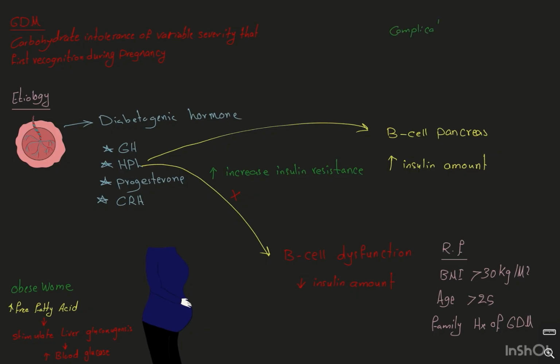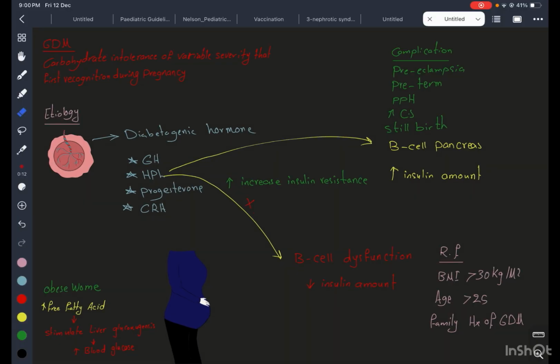The complications are mainly, at the top of them, preeclampsia, preterm baby, increased risk of postpartum hemorrhage, and increased risk of cesarean delivery and stillbirth. But if we diagnose it early and start the management, all of these will decrease by a significant amount. And now we will talk about the diagnosis and then the management.